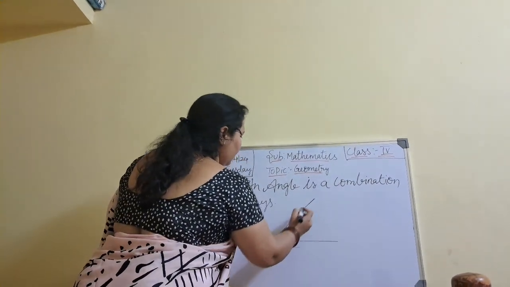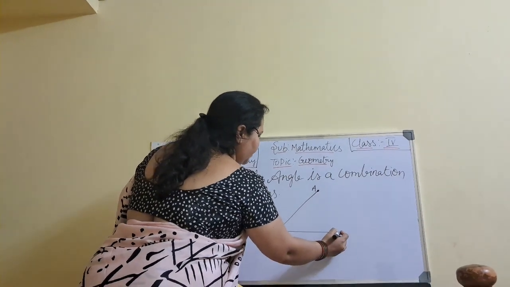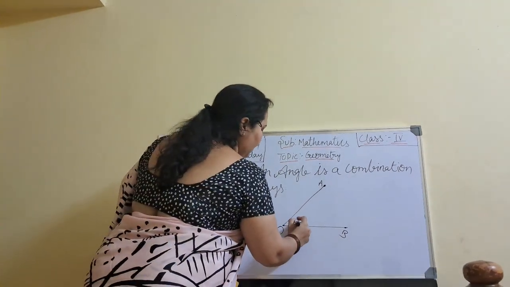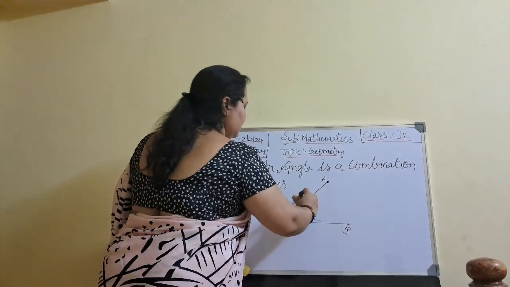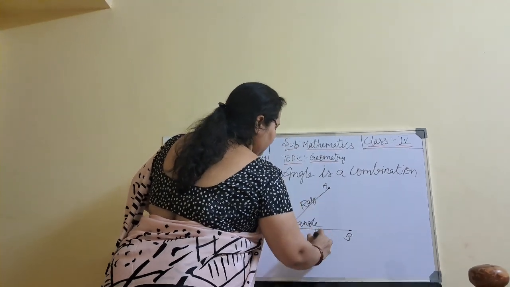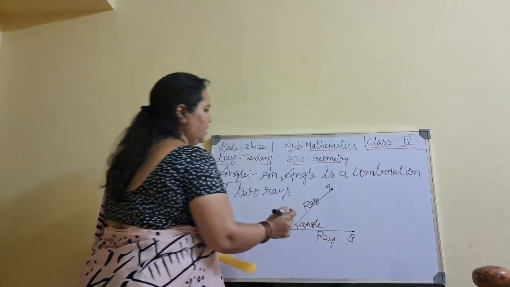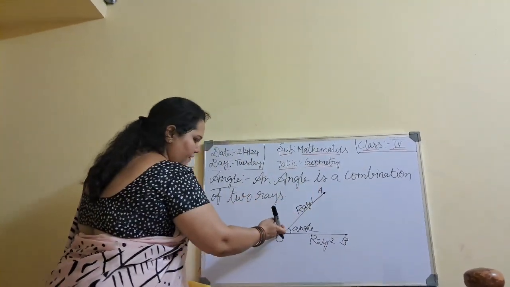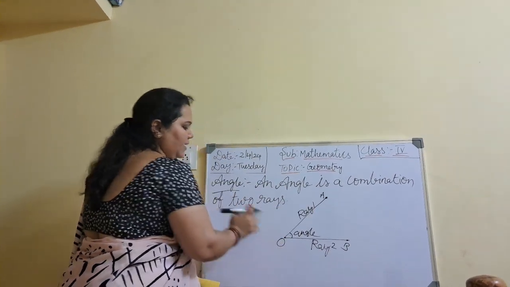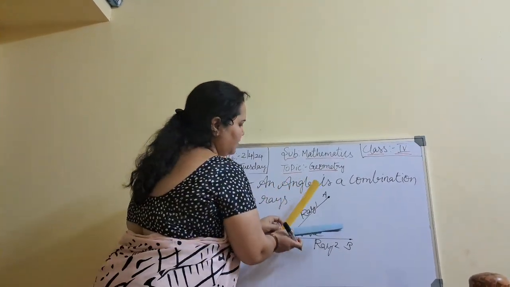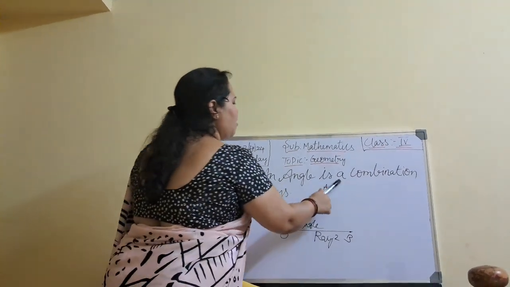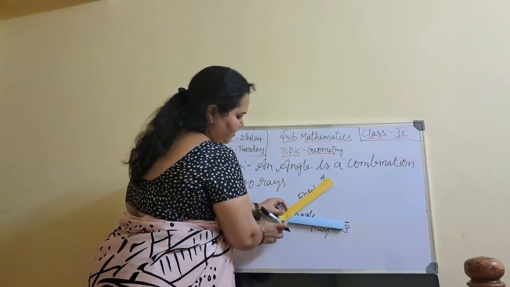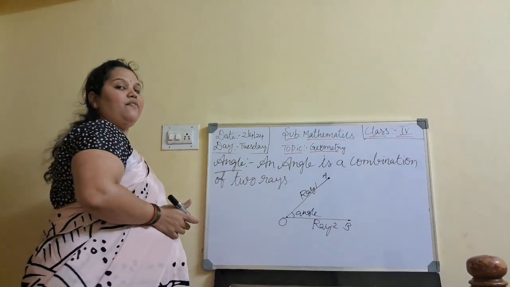This is point A, point B, and then point O. So this is called an angle, and this is called a ray, and this is also called a ray. This is ray 1, ray 2 we can call. Here ray 1 and ray 2 are meeting at O, isn't it? So an angle is a combination of two rays. See here, two rays are joining on one side. This is called the vertex.